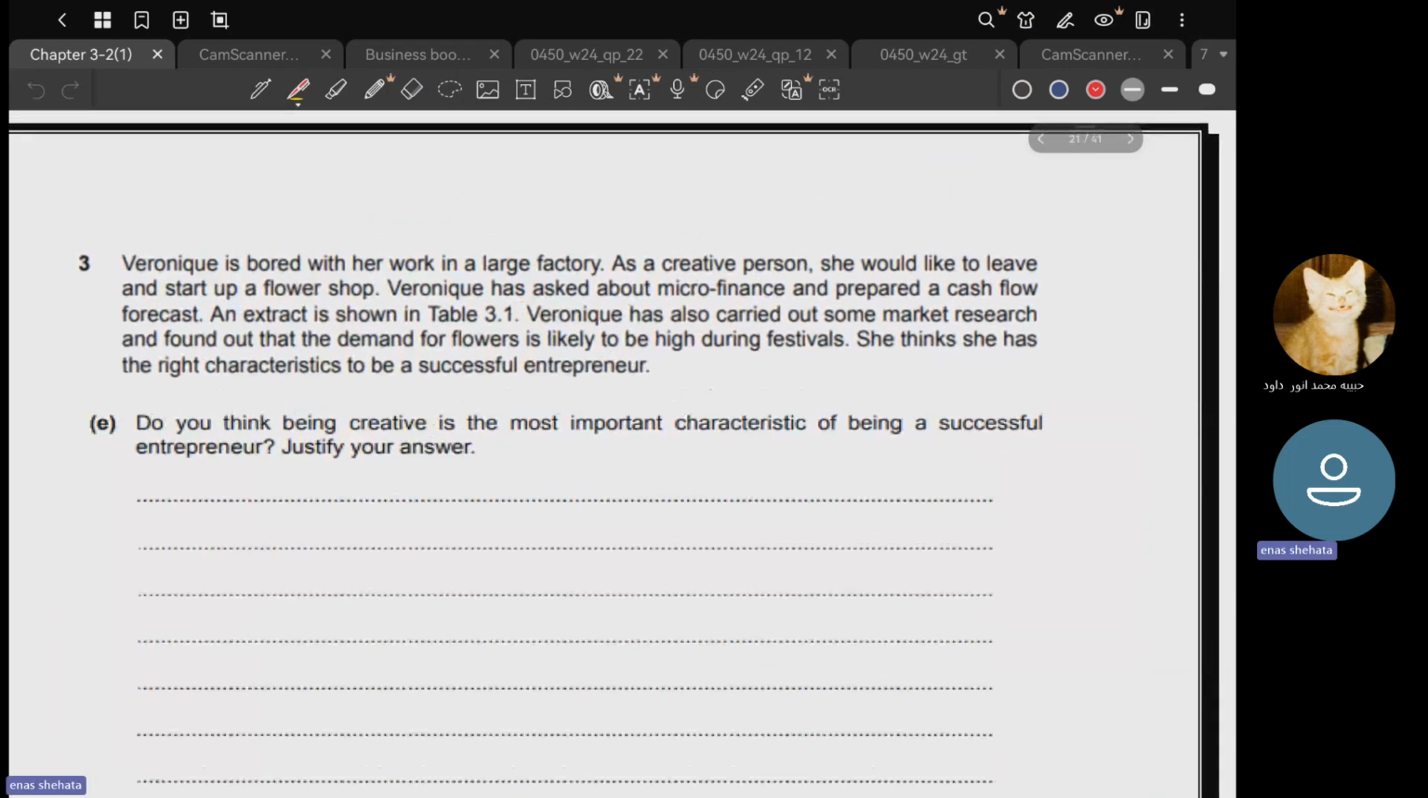I like to read the question first and after that read the case. Do you think being creative is the most important characteristic of being a successful entrepreneur? Justify your answer. We took that I have 8 characteristics for a successful entrepreneur.